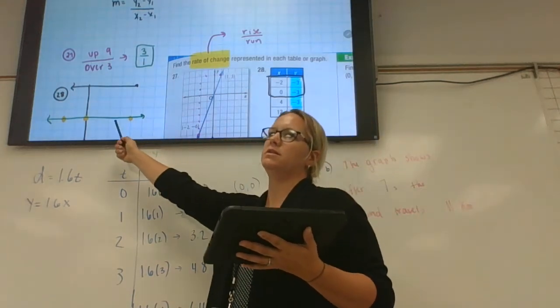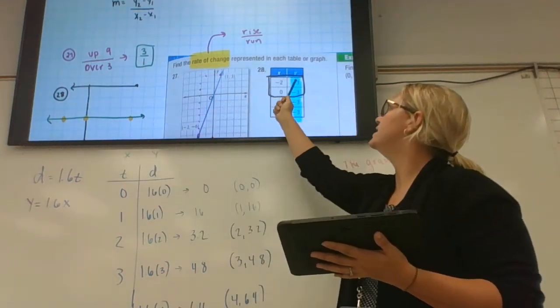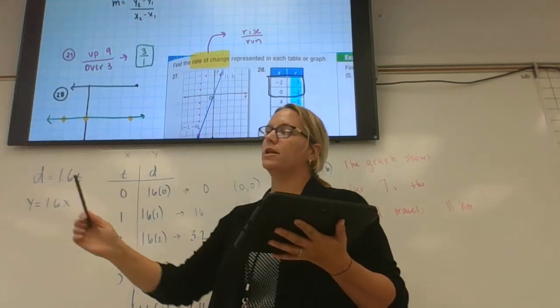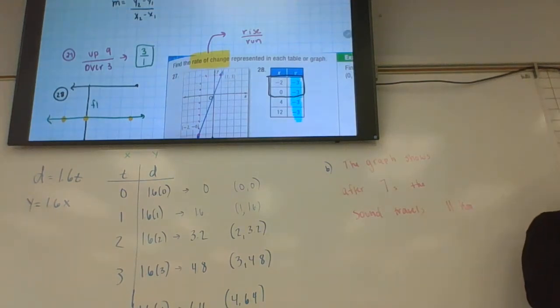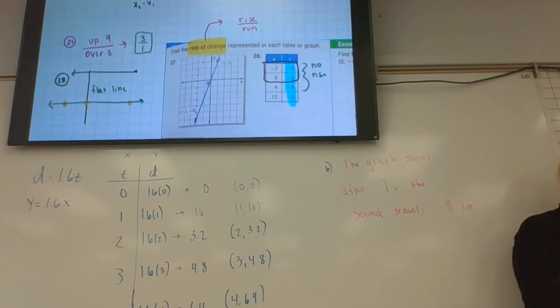How would you describe this line, Sean? I just plotted these points, and this is what it looks like. Just describe it. The green line. It's horizontal. It's a flat line. You could say here that there is no rise, right? If you're thinking of rise over run, if the y values don't change, it's not ever going up, it's not ever going down. There's no rise. This is a zero slope.